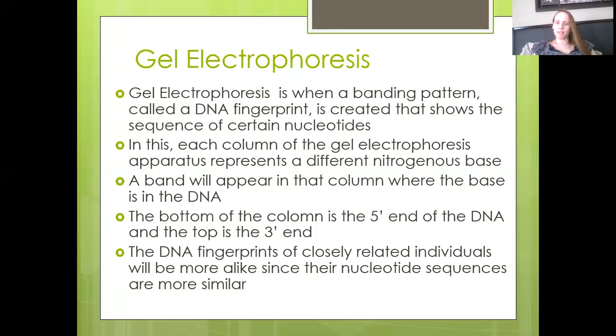And a band will appear in the column based on where it is in the DNA. So you read from the bottom of the gel to the top, and the bottom is the 5' end of the DNA, and the top is the 3' end of the DNA. And then you can compare the DNA fingerprints. If you have 2 perfect matches, that means you found your murderer or whatever. That means you have matched the person's DNA to the person's DNA. More closely related fingerprints, the ones that have more similarities in their banding pattern, means that individuals are more closely related.